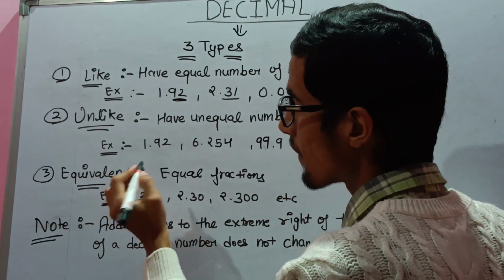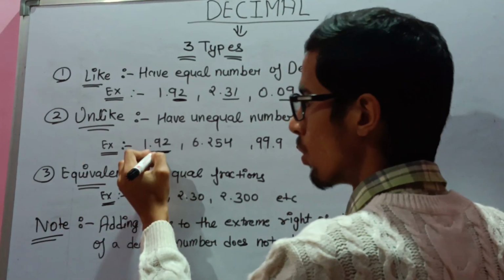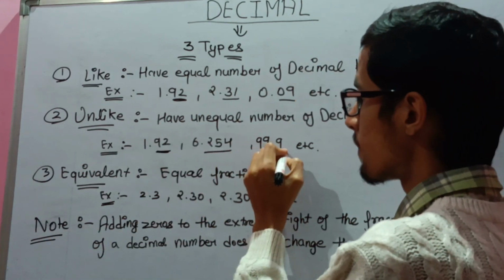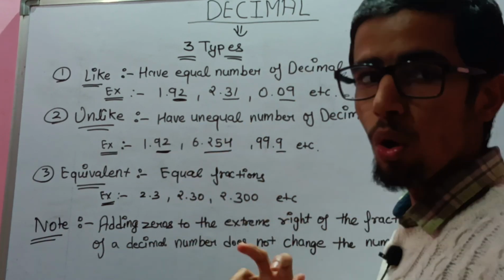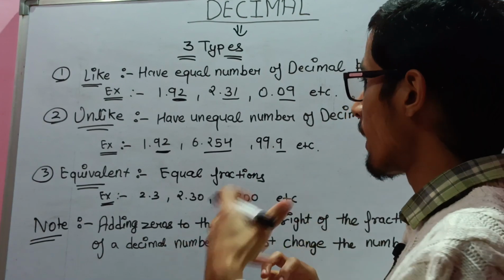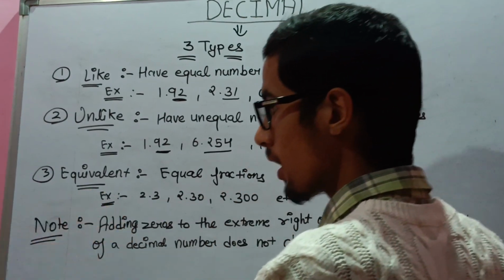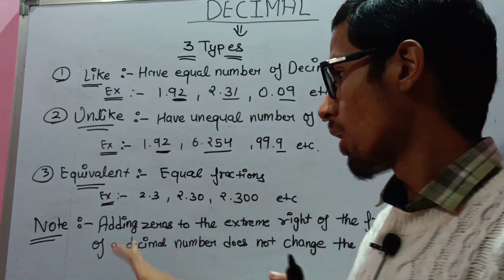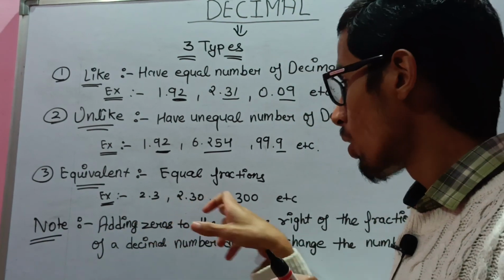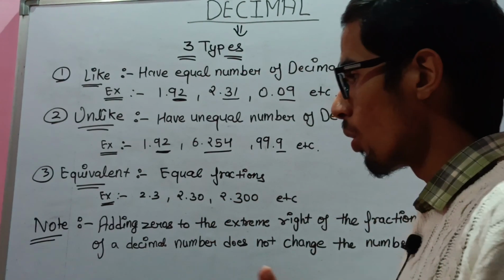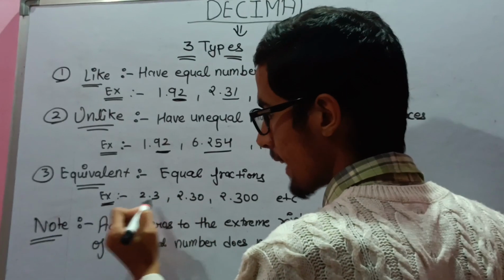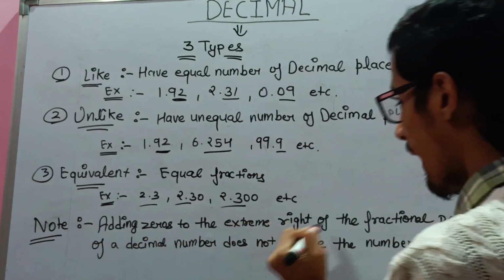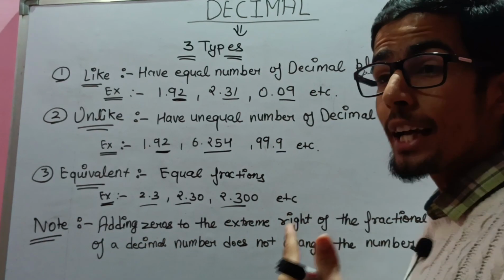In the first example, we see that the decimal comes after 2. In the next example, the decimal comes after 3. In the next, the decimal comes after 1. So there is no uniform or equal number of decimal places. The third one is the equivalent decimal. All the examples have equal meaning: 2.3, 2.30, 2.300. Before we deeply understand the examples, let's see the note: adding zeros to the extreme right of the decimal.